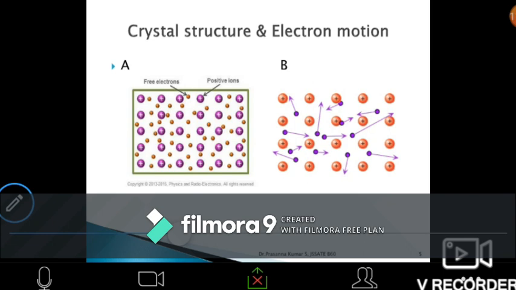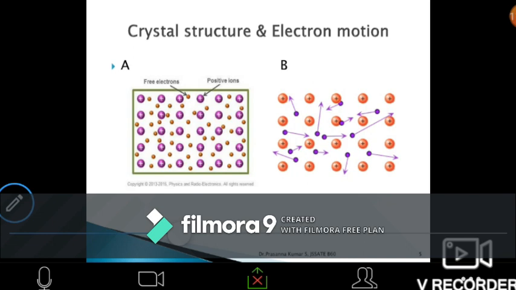Look at the second diagram. The electrons are moving in different directions, all possible directions, and they have a certain velocity, isn't it? These moving electrons have a certain velocity. They are moving in all directions. If you take the vector sum of all these velocities, it will become zero.